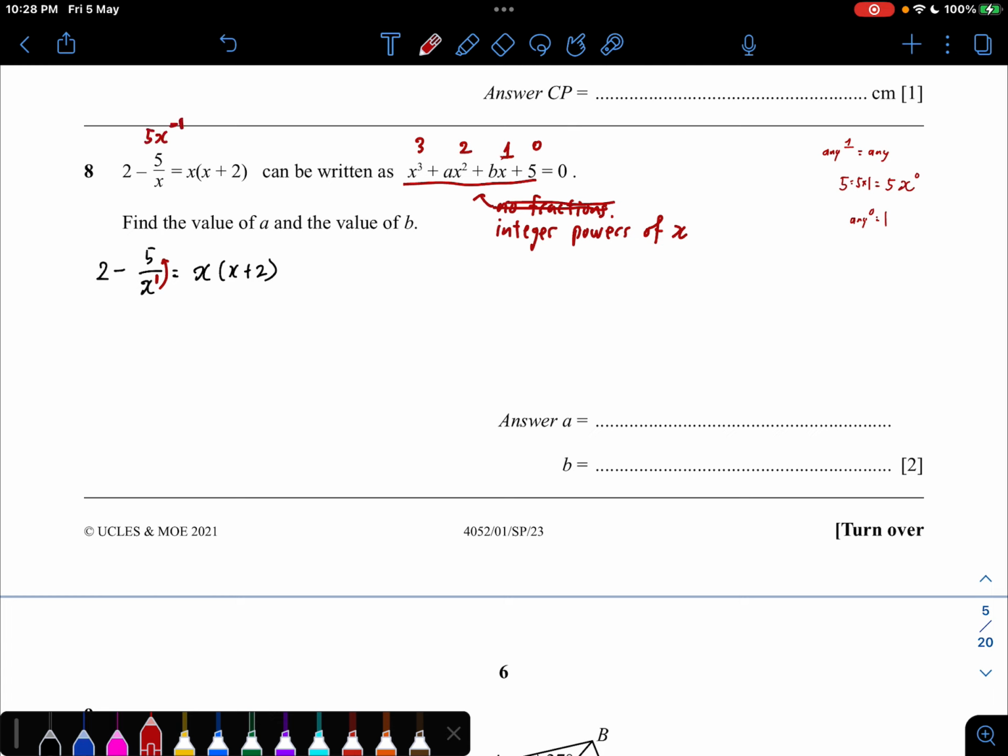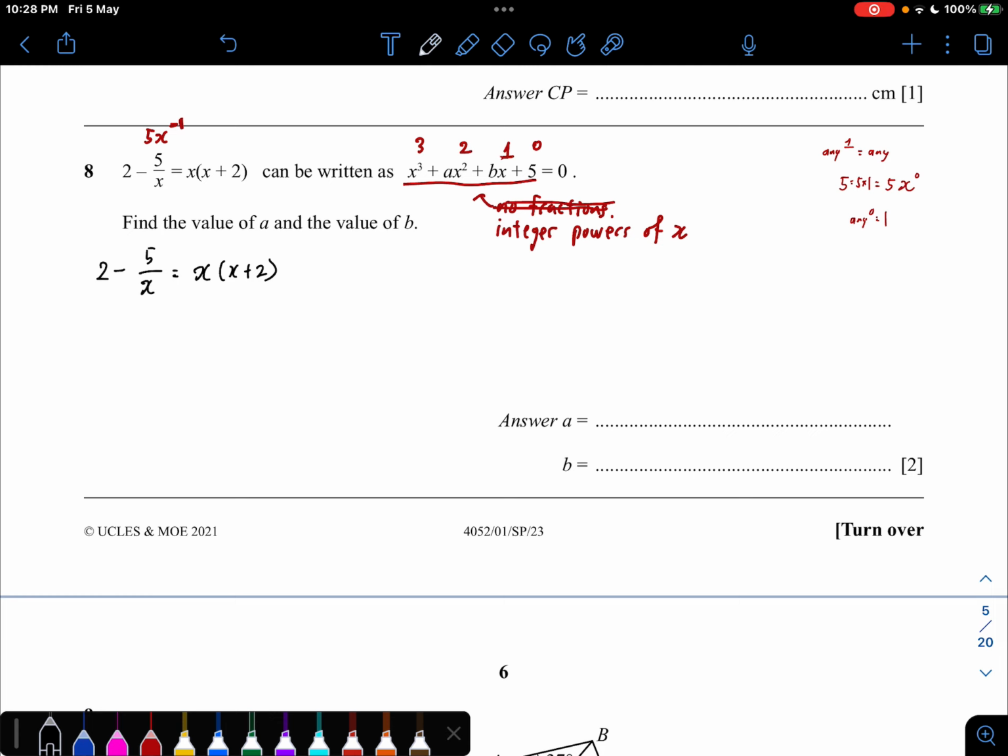But that's not what we want. We want power 3, power 2, power 1, or power 0, constant. Here there's a negative 1, which is bad. So what can we do? You don't have to worry too much about the negative 1. Just think of it as an x on the denominator.